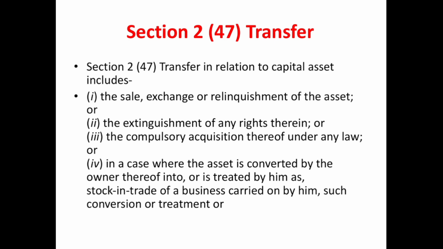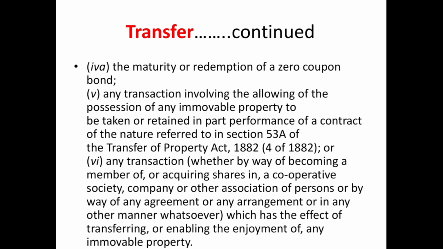Sometimes the possession of an immovable property is given in consideration of the part performance of a contract. That will also be under the definition of transfer. Also, a transaction which gives enjoyment of an immovable property because of acquiring membership of a cooperative society, company or association of persons, or by acquiring shares in them, is included. The redemption of zero coupon bonds is also a transfer, and the treatment or conversion of a capital asset into stock in trade will also be under the definition of transfer.